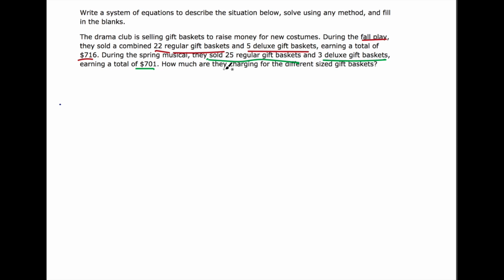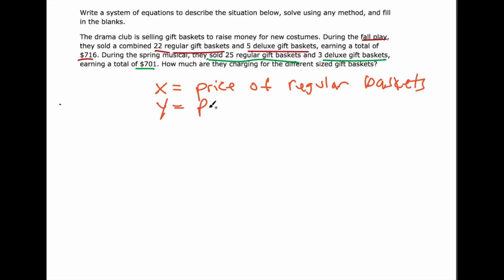They're asking how much do they charge for the different size gift baskets. So I'll say x equals price of regular baskets and y equals price of the other guys, of the deluxe baskets. Okay, so now we have that. Now we set up our equations.